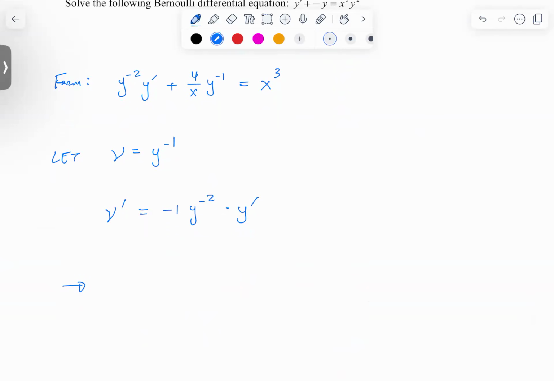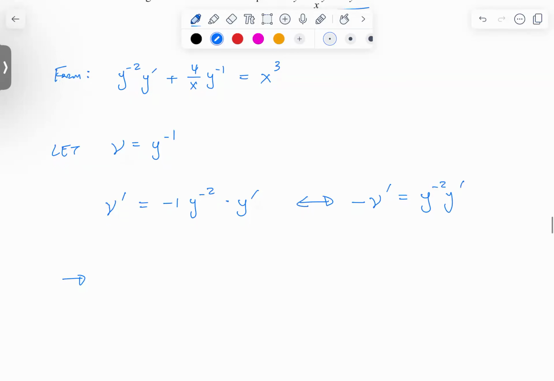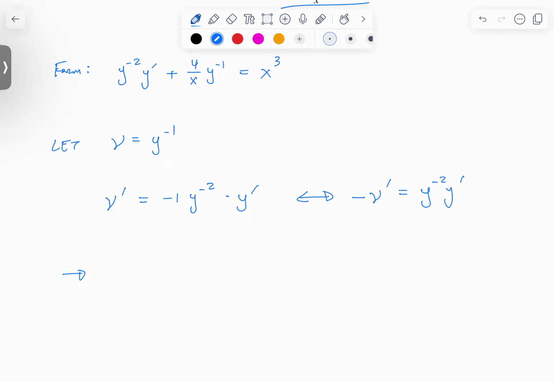Okay, so I let v be y to the -1, so this guy's going to become v. We're not messing with the x's at all. Over here, that actually lines up pretty well. What do I need to fix here? The negative. That's a pretty simple fix as well. Negative v prime equals y to the negative 2 y prime. Now I can put both of these pieces back into my equation.